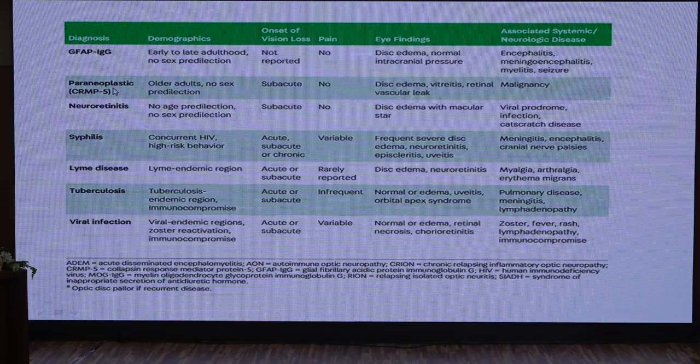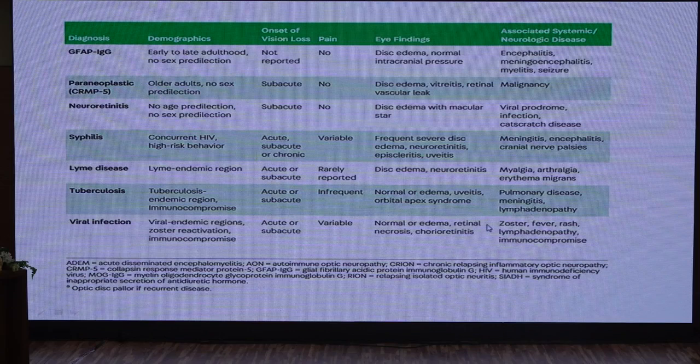In cases of neuroretinitis, these patients can present with disc edema with a macular star. This can be accompanied by a viral prodrome, and by infections such as cat scratch disease and Lyme disease. They can present with disc edema and neuroretinitis with accompanying myalgia, arthralgia and erythema migrans. Tuberculosis, which is the most common neuroinfectious disease in our country, can also present with a normal or edematous disc with uveitis and orbital apex syndrome. Accompanying this, they can have pulmonary tuberculosis, meningitis and lymphadenopathy.